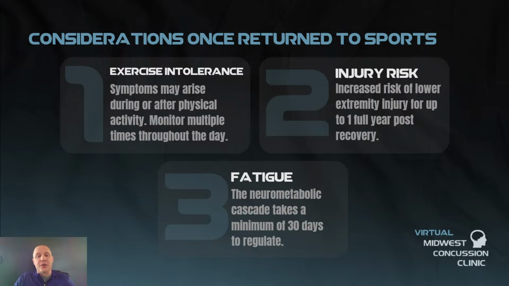Once an athlete's returned to sport, there is a higher risk of lower extremity injury for up to a year post-concussion diagnosis, right? So once the injury's been sustained, for up to a calendar year, even after an athlete is perfectly asymptomatic, they're back to play, they have no restrictions, they are at a higher risk for lower extremity injury for a calendar year after the injury date. As athletic trainers, we need to be aware of that risk, right?